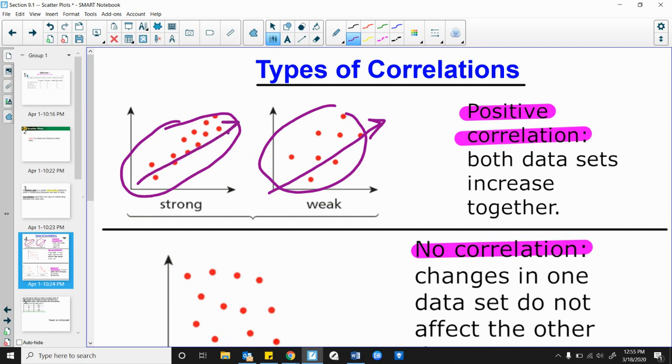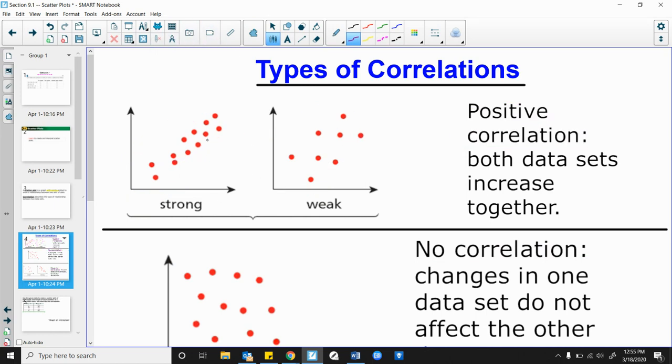Now, the difference between a strong positive correlation and a weak positive correlation is how close the points are to each other. In this strong correlation, the points are all packed in really tight. That's a strong positive correlation. Over here, it's still going up, but if you look at it, the points are more spread out. That makes it a weak correlation. So there is something you need to fill out there on your guided notes.